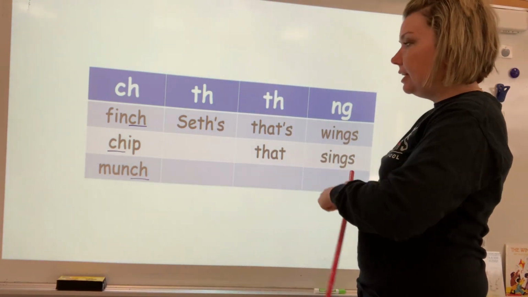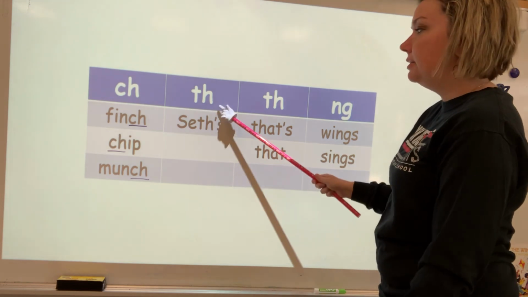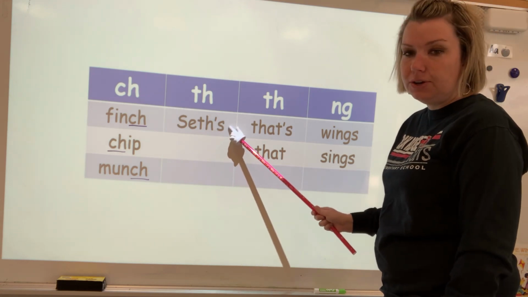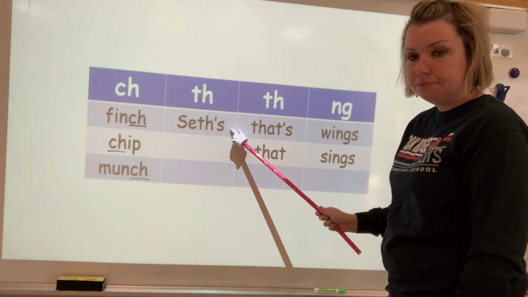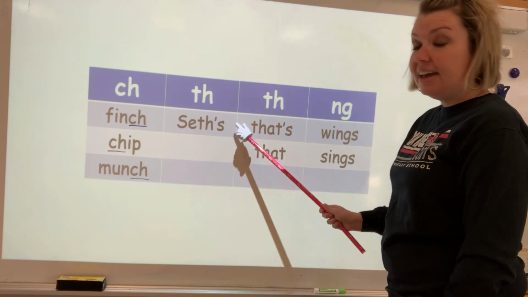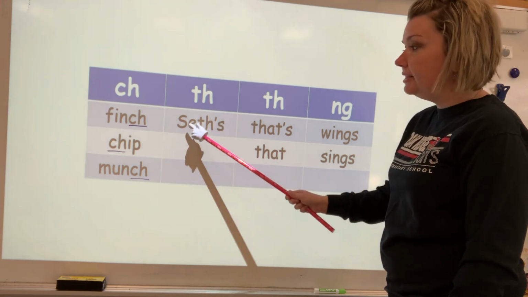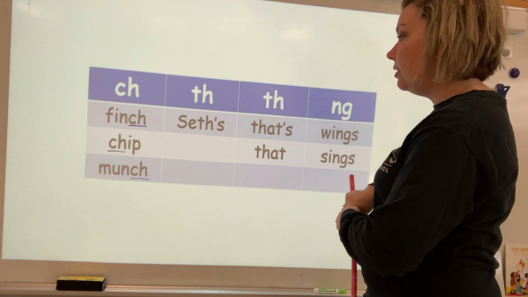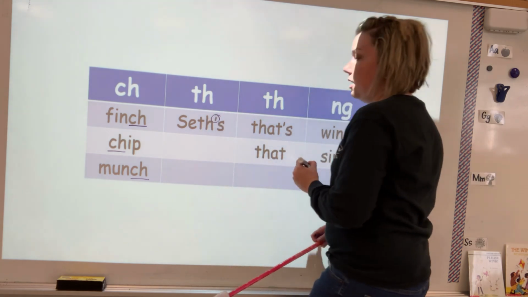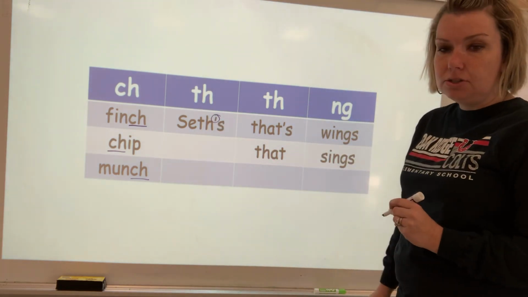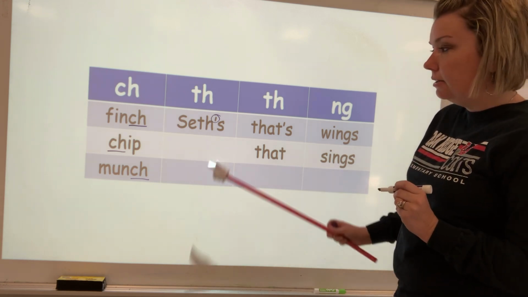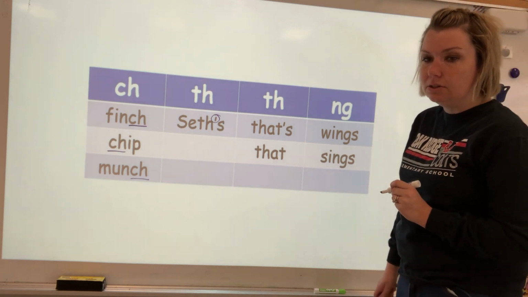All right, let's take a look at TH voiced. What is this word? Seth's. Excellent. I like how you included the S. So it's talking about something that belongs to Seth, and we know that because there's an apostrophe there. So in our story, we're going to be reading about something that belongs to Seth. That gives us a clue.